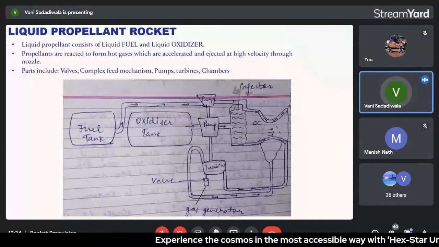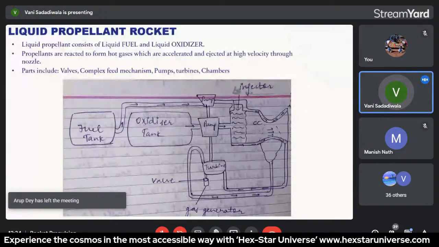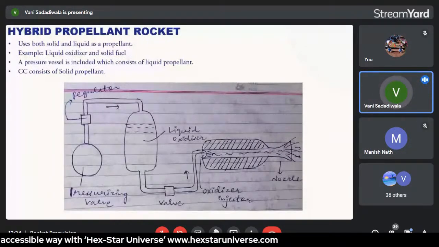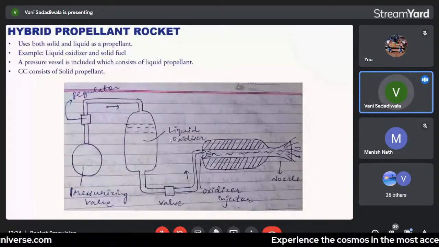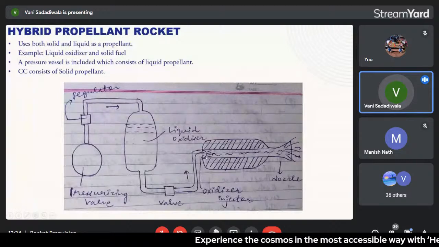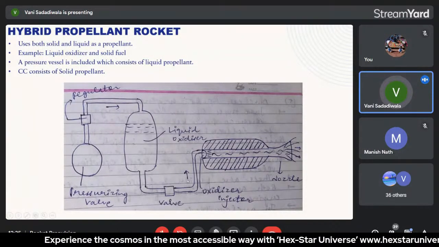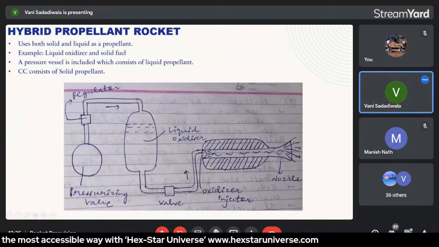Okay, so the third type is the hybrid propellant rocket, which basically deals with the usage of both solid and liquid as a propellant. So in this condition, if you take an example of a liquid oxidizing agent which is injected in the combustion chamber filled with the solid carbonaceous fuel grain, this chemical reaction occurs and it also releases the combustion of hot gases.